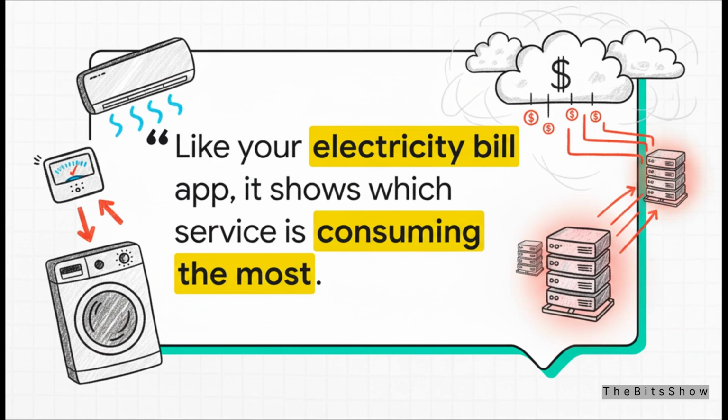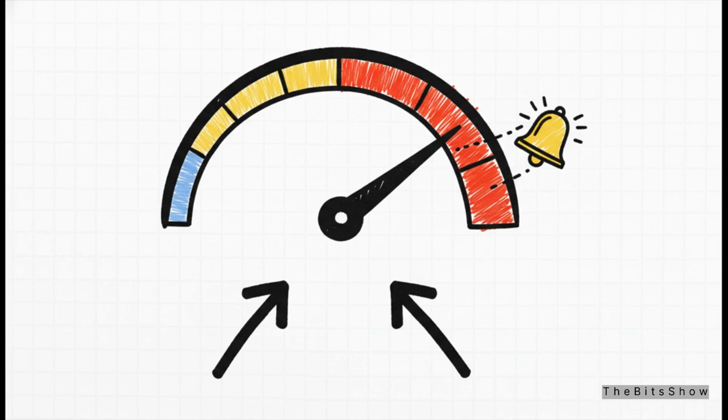Cost analysis does the same exact thing for your cloud, pinpointing the services that cost the most, so you know exactly where to focus your attention. Now, knowing where your money is going is great, but you know what's even better? Preventing overspending in the first place. And that's exactly what budgets and alerts are for.